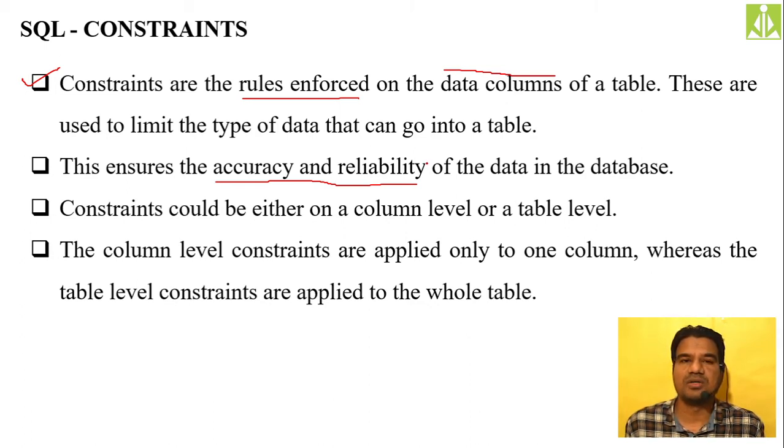Constraints could be either on column level or on table level. As I said, we can have the constraint both on a column as well as on a table level. So on a single column we can apply the constraint, or on the complete table we can apply the constraints. The column level constraints apply to only one column, whereas the table level constraints can be applied on the whole table. Remember this one as well.